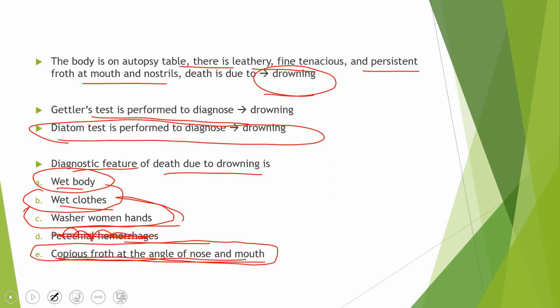And it never hurts to recall, what makes this froth? Yes, the aspirated fluid reaches the lung and gets mixed with the bronchial secretions and the pulmonary cell surfactant, and this creates froth. So that's all about the drowning. I hope you learned from it.